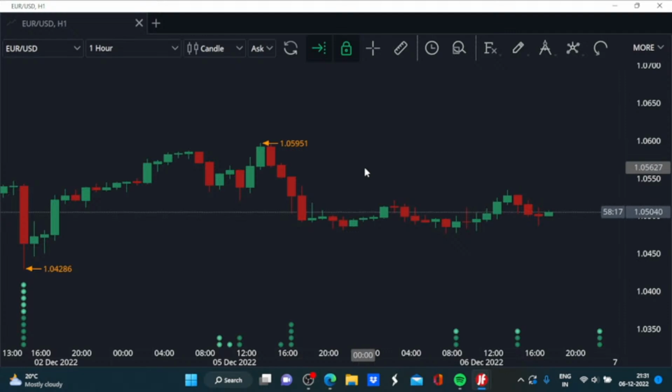If we look at the price action of the various instruments, today is a day in which most of the instruments have traded in a very narrow range, not much of an action in the market.